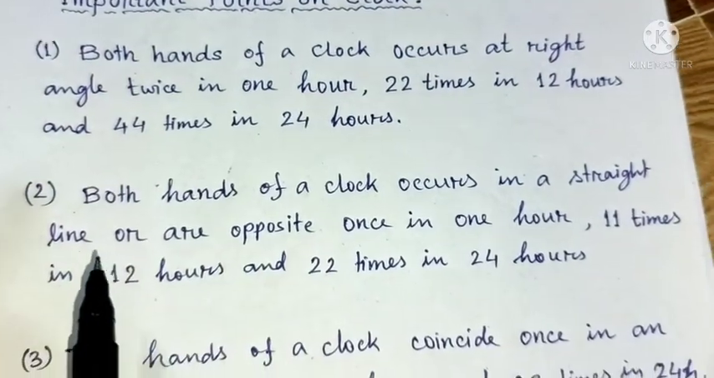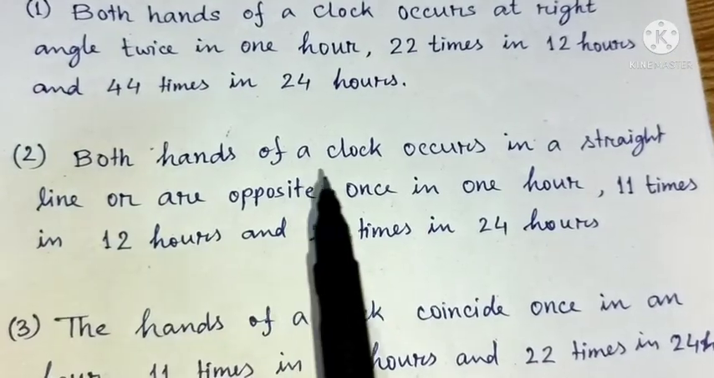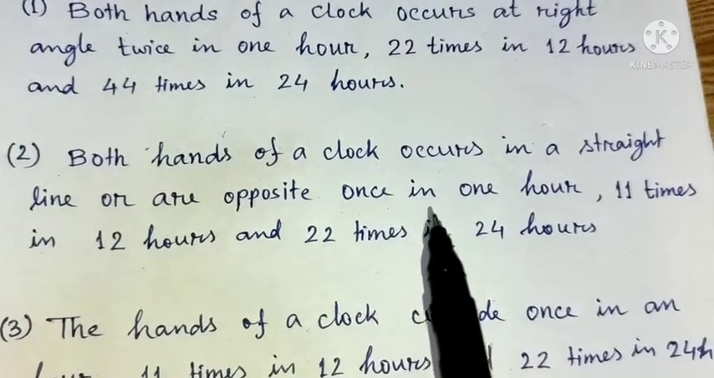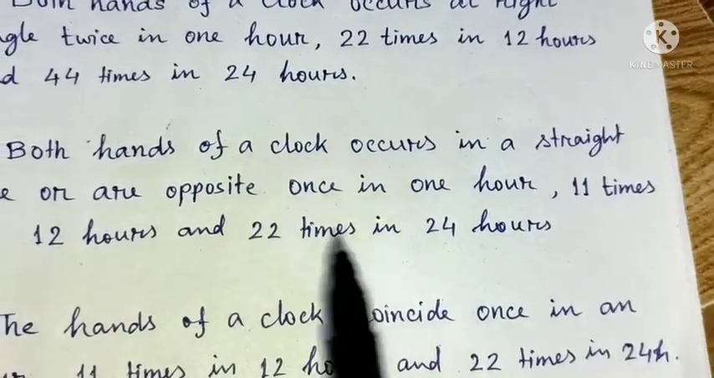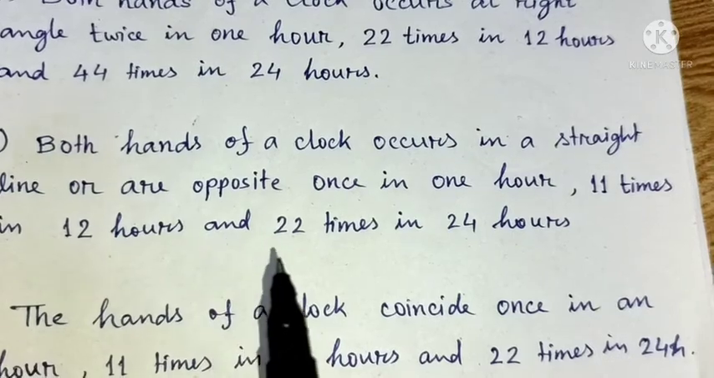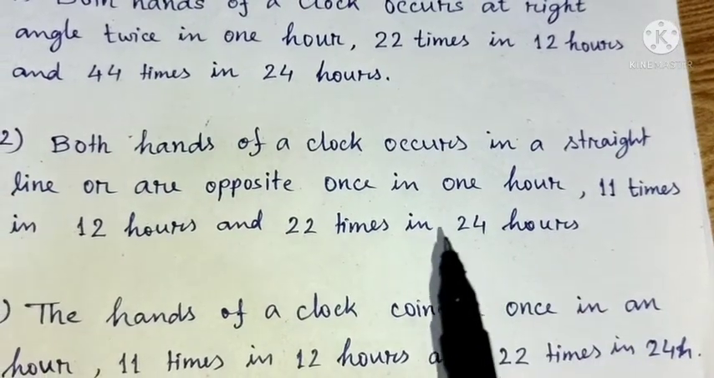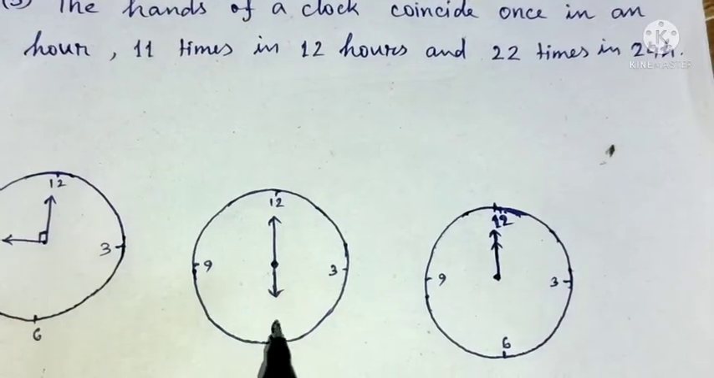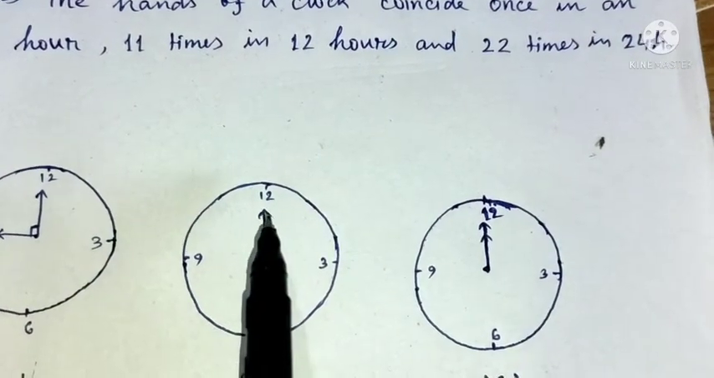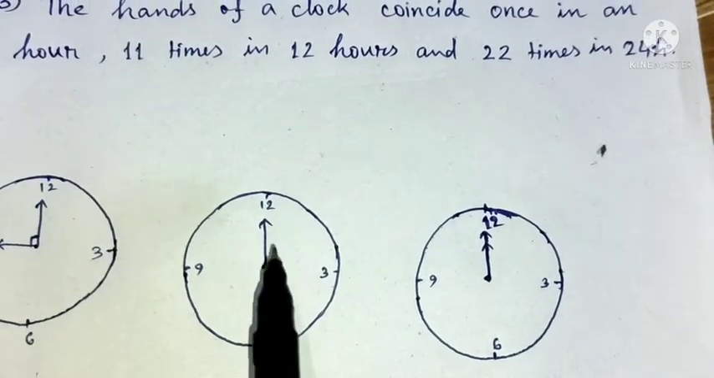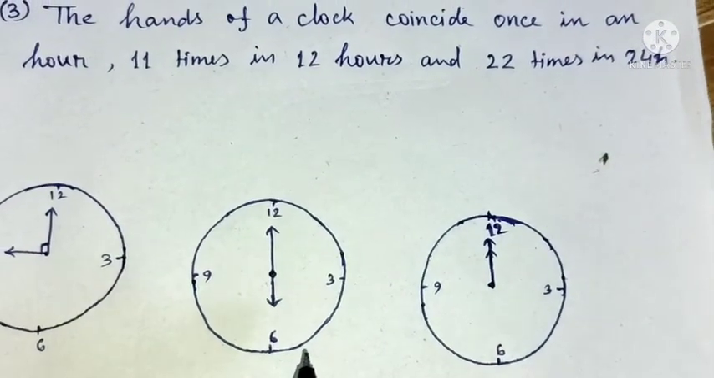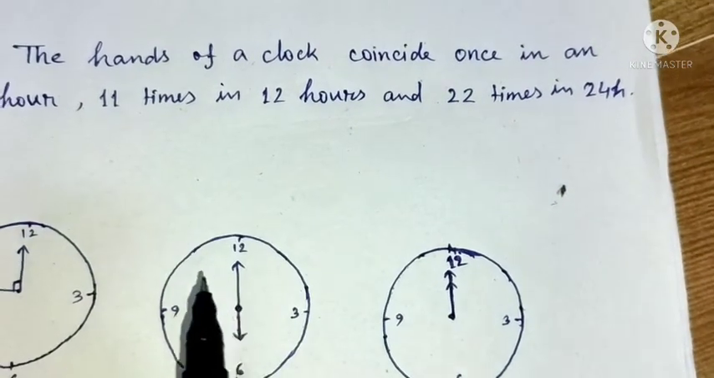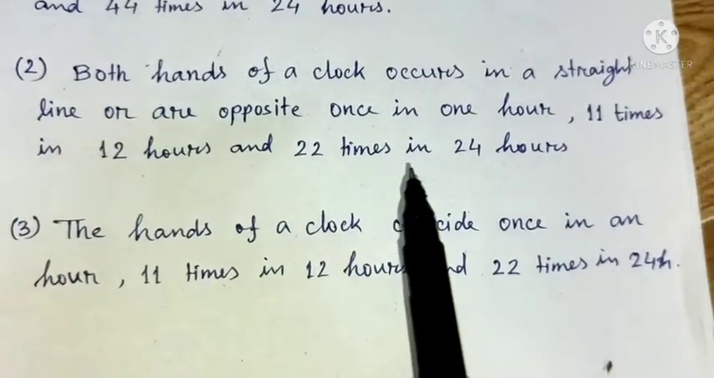After that, number 2 is here: both hands of a clock are in a straight line or opposite once in 1 hour, 11 times in 12 hours and 22 times in 24 hours. That means opposite to each other. An example figure is given here. If one hand is on 12, then the other hand should be on 6. That means they are in a straight line or opposite to each other. This case occurs once in 1 hour, 11 times in 12 hours and 22 times in 24 hours.